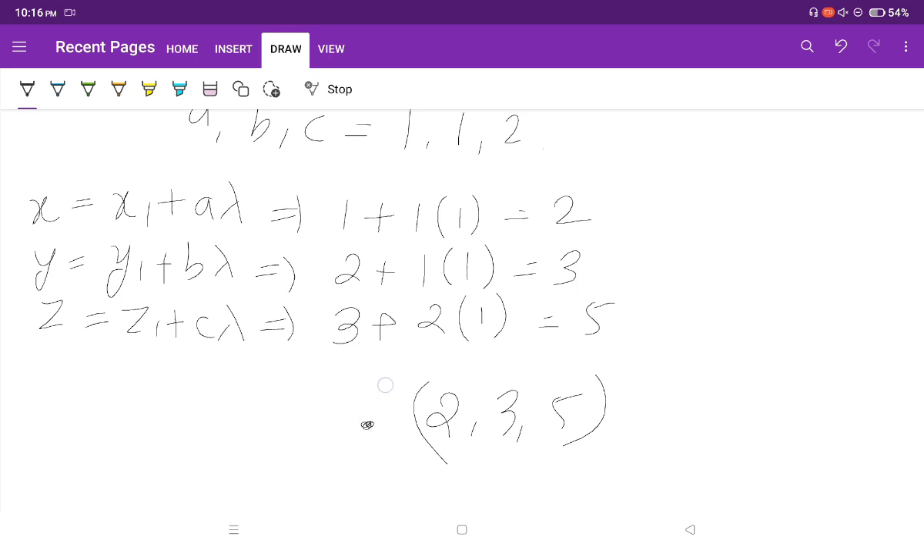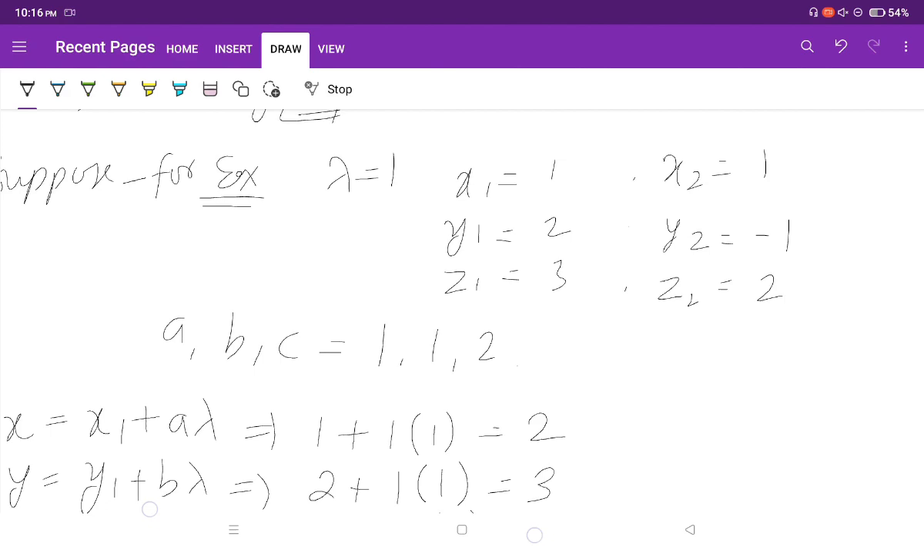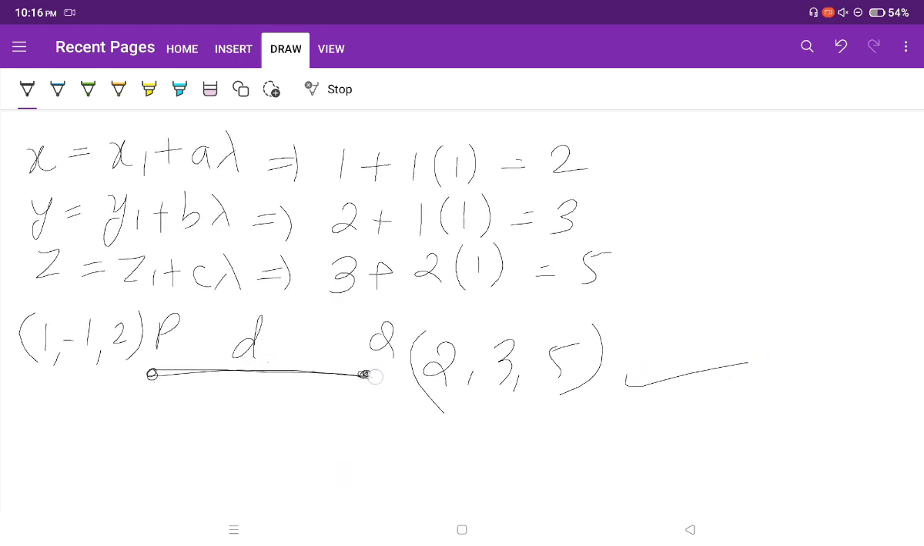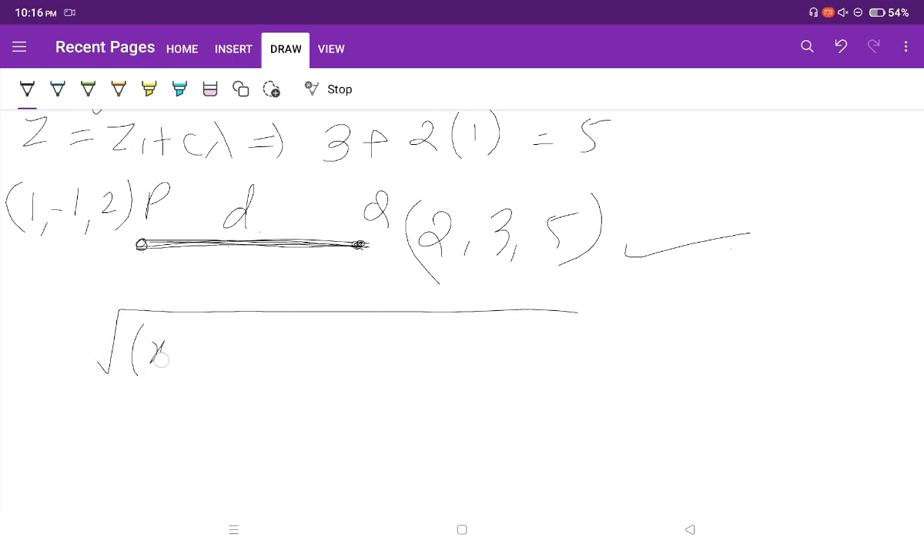This is point Q, and we already have the coordinates of point P, that is x2, y2, z2, that is 1, minus 1 and 2. Now we can easily calculate the distance d using the distance formula. We will not calculate here, that was just an example. The distance formula is: x2 minus x1 whole square plus y2 minus y1 whole square plus z2 minus z1 whole square equals d, right? We have x1, y1, z1 and x2, y2, z2.